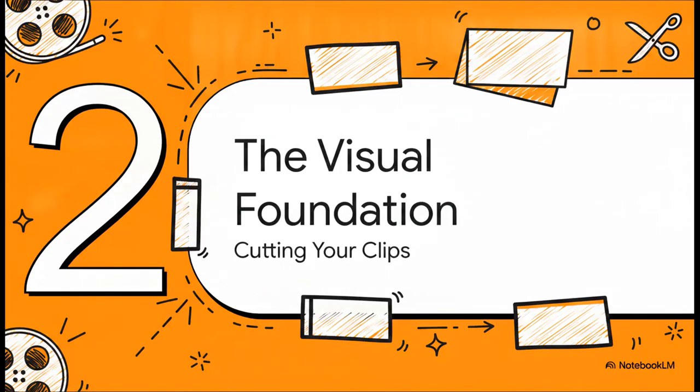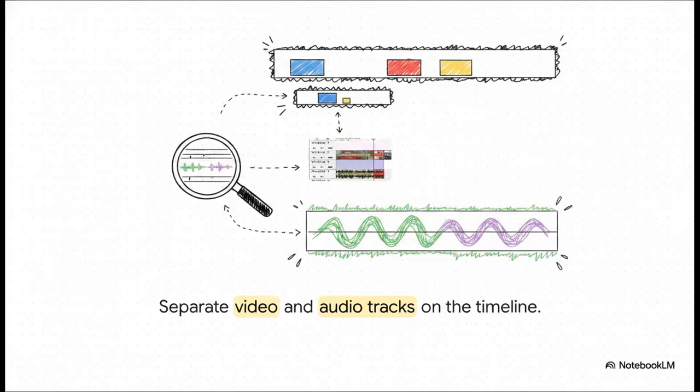Moving right along to layer 2, the visual foundation. When you open up software like CapCut or Kdenlive, the interface logic is pretty much universal. You'll notice the timeline is split into these distinct horizontal rows. The top tracks, usually labeled Video 1, Video 2, and so on, hold your visual clips. And right beneath them, you've got your audio tracks, which show all those little squiggly waveforms. Really grasping that your visuals and your sound live on separate but parallel tracks is literally the ultimate key to controlling your edit.